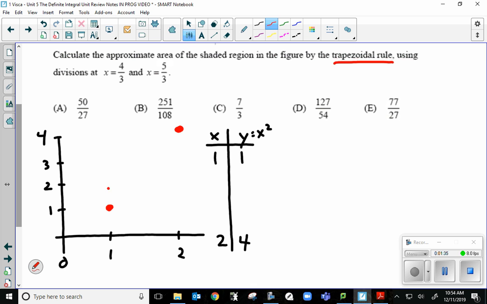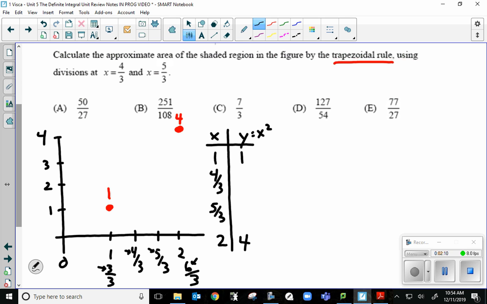Now, I know that's a y value of 1. This is a y value of 4. Right? But I also need to put 2 more divisions in here at 4/3 and at 5/3. Okay? I should know 1 is the same thing as 3/3, and 2 is the same thing as 6/3. So you can see it goes from 3/3 to 4/3 to 5/3 to 6/3 and so forth. Okay? So I need to find the y value when x is 4/3 and when x is 5/3.